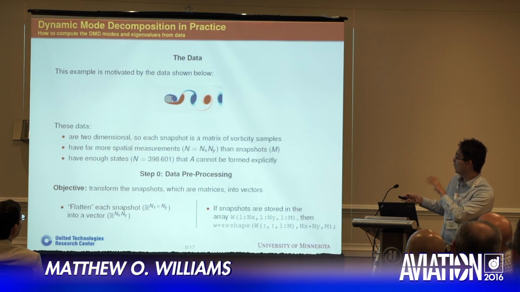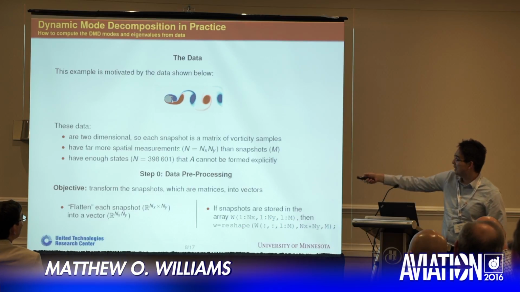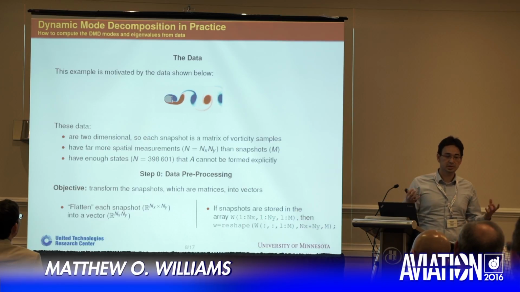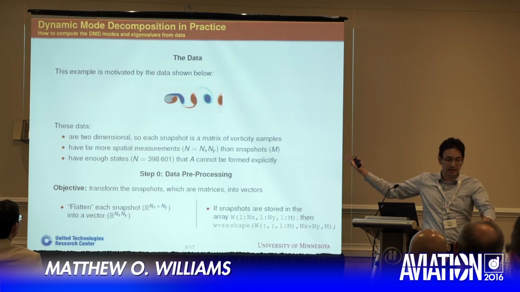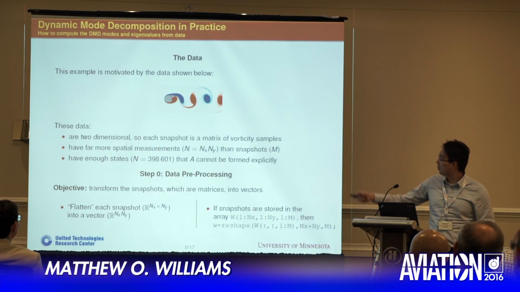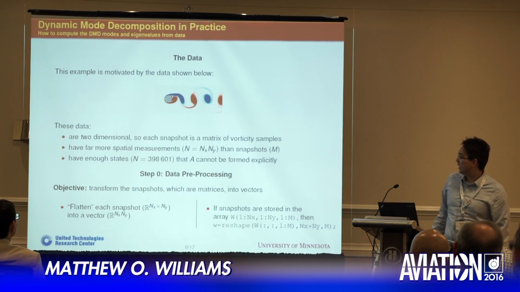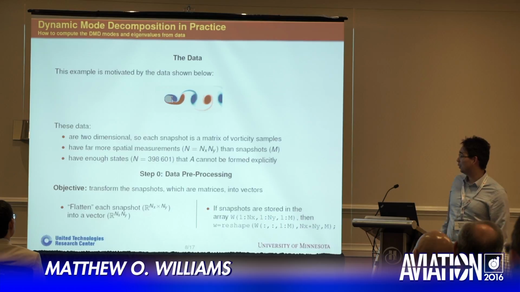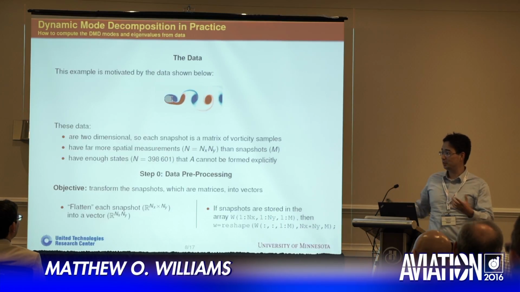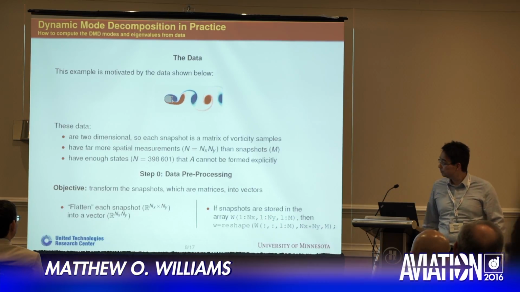Just to ground things, we're going to assume, again, this flow over cylinder example, where the assumptions we're making are that this is two-dimensional, so each snapshot is a matrix. But you could apply this to any type of data. It could be a tensor, whatever you want. We have far more spatial measurements than snapshots, so we're very data poor. And finally, there are enough states, roughly 400,000 here, that we really don't want to form A explicitly. We could, but it would be a huge computational cost and wouldn't buy us much in this particular problem.